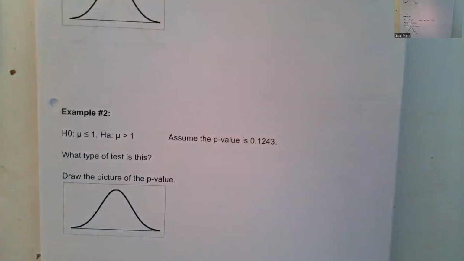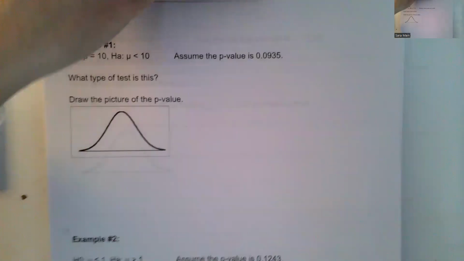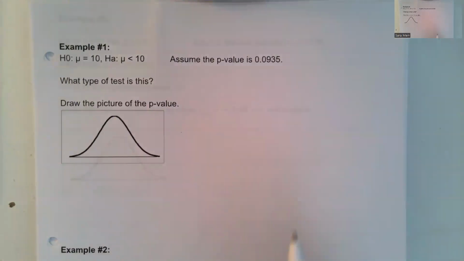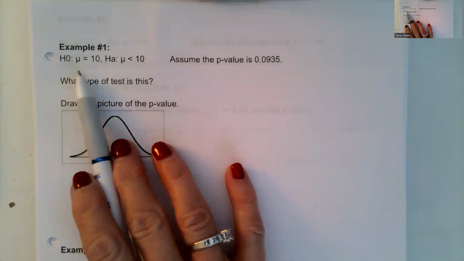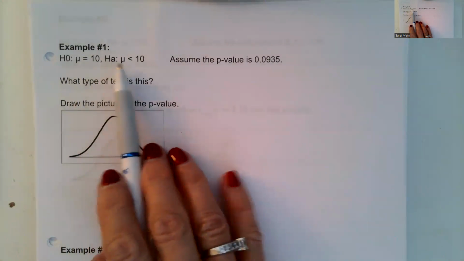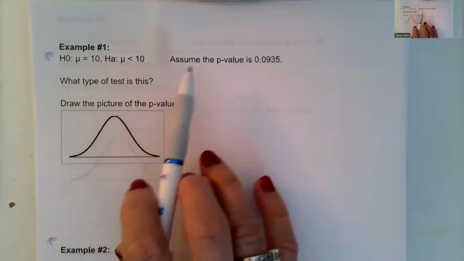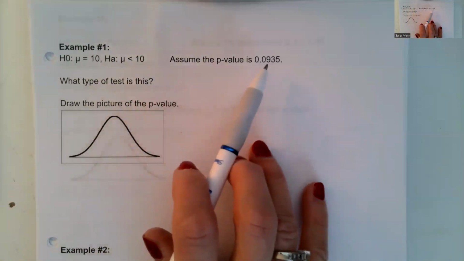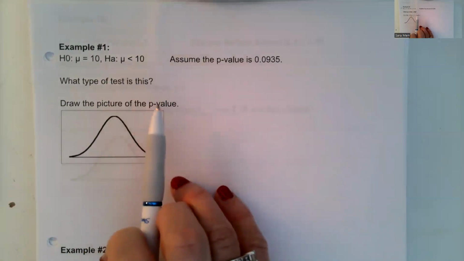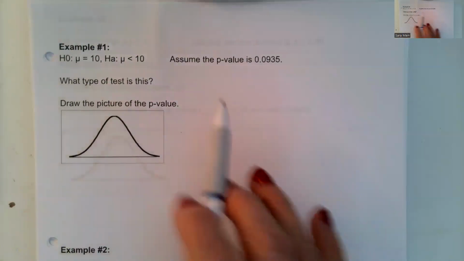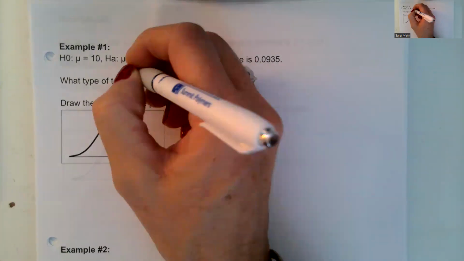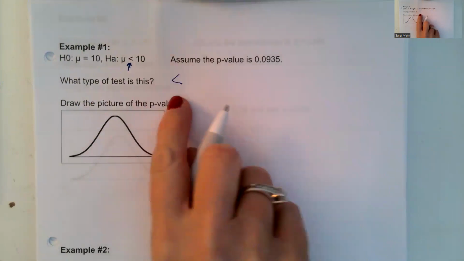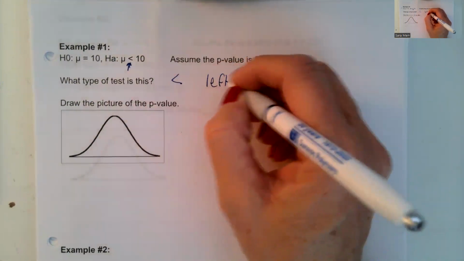Okay, so we're going to first get practice doing some of the little pieces again from the last lesson 8.1 before we actually perform the first test. So let's say we had a test where the null hypothesis was mean equals 10, and HA was the mean is less than 10. Assume the p-value was given to you as 0.0935. What type of test is this? So just saying we were given this, to be able to tell what type of test it is, we're looking at the HA. And so because it's a less than, it's called a left-tailed test.